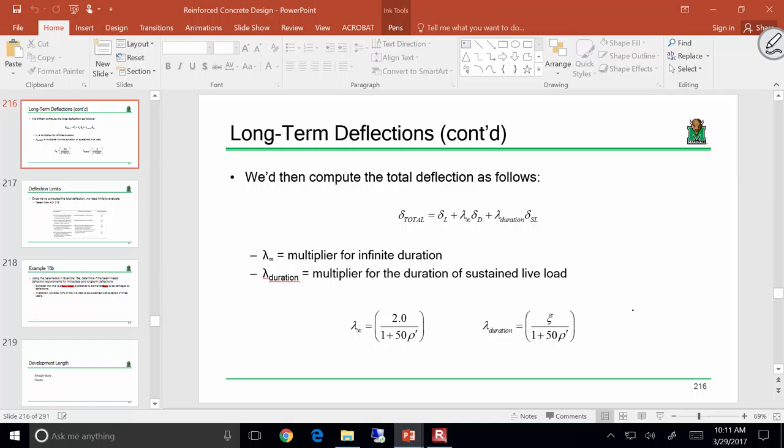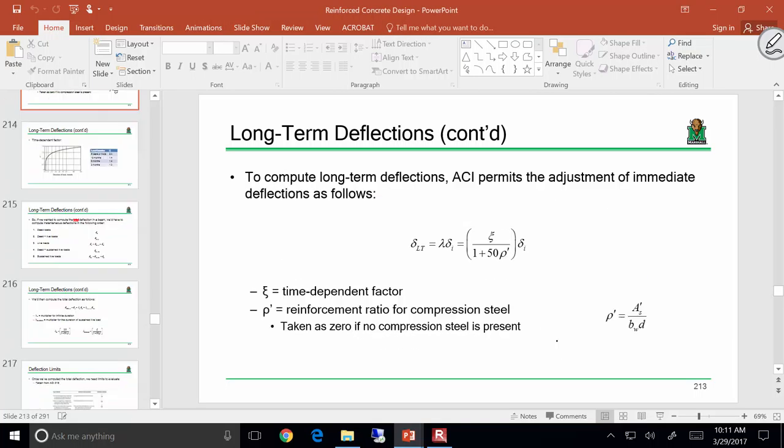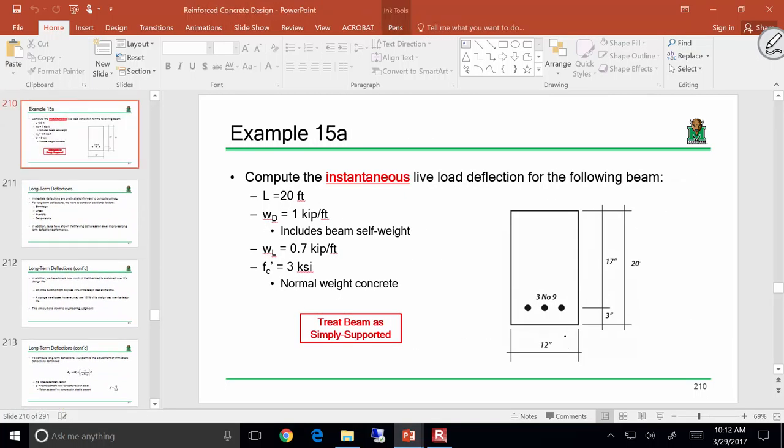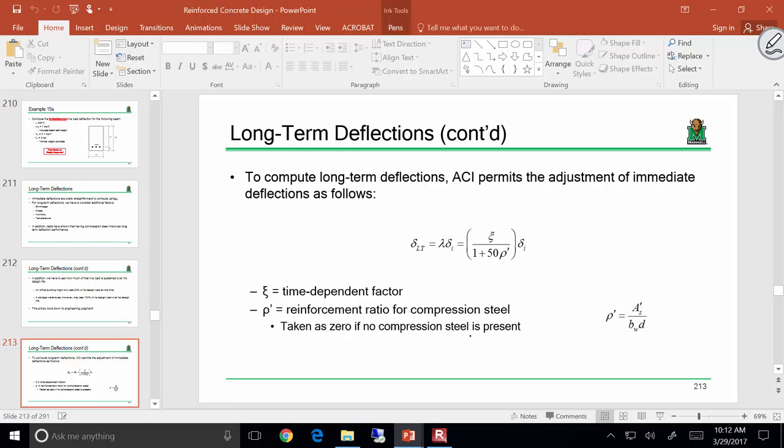And what is that for this beam? Say it again? It's not undefined, it's zero, right? There is no compression steel, right? So here's our beam, right? No rebar up top, right? So when we do our deflection calcs, our rho prime is going to be zero. Make sense? Because it's AS prime over BD and there's no AS prime. Sound good? Okay.